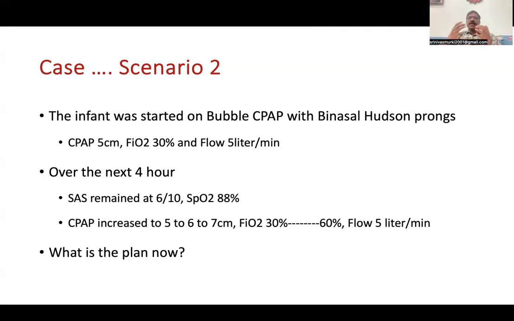So if you have reached a maximum pressure of 7 and still a FiO2 of 60%, but the baby continues to have these retractions and maintains borderline saturation, what will you do next? What will you do next? So the baby is on maximum pressure. No, you can do many more things before going for ventilation. Ventilation is the last choice, Avinash.